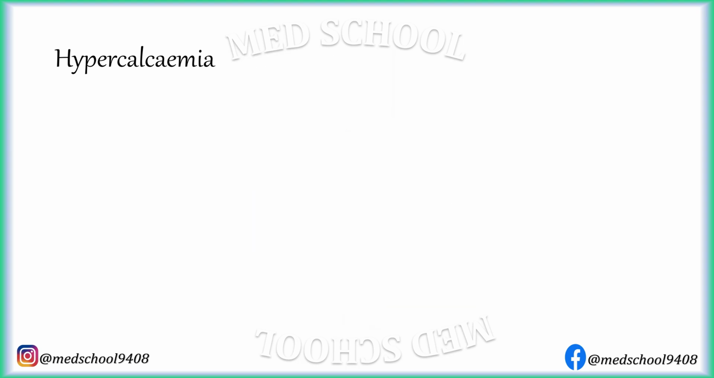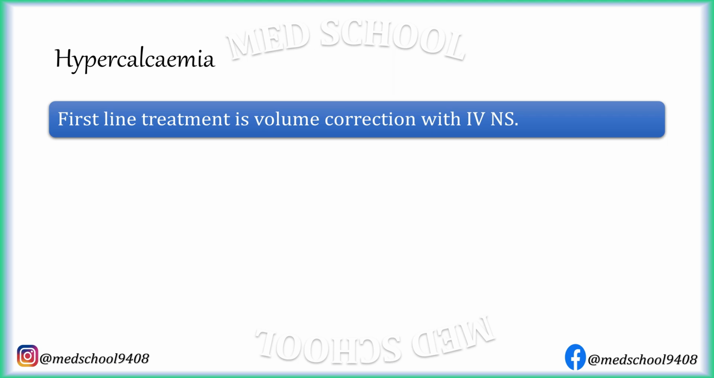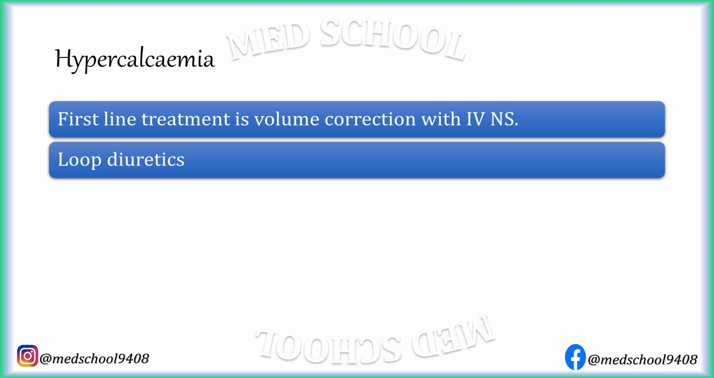To break this vicious cycle, first line treatment of hypercalcemia is volume correction with IV normal saline. This will reduce sodium and calcium reabsorption from thick ascending limb of Henle. Loop diuretic can be added to enhance renal calcium excretion.